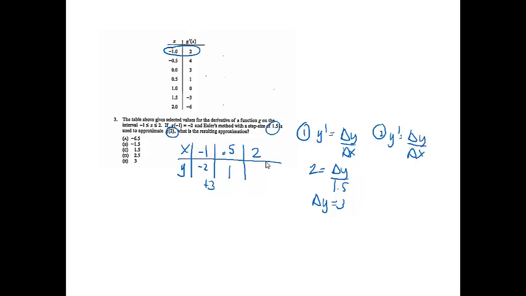And then my second step, we'll get y prime is equal to delta y over delta x. And so on this one, again, my derivative at 0.5 is equal to 1. So we'll get 1 equals delta y over the step size again, which is 1.5. So delta y cross multiplying is 1.5. So I get to add 1.5 to my y value, and I get 2.5. So my answer is D.